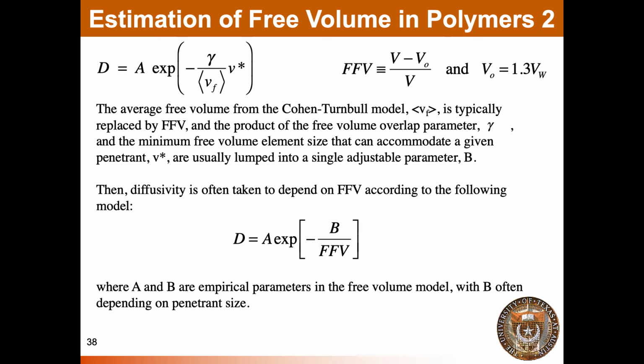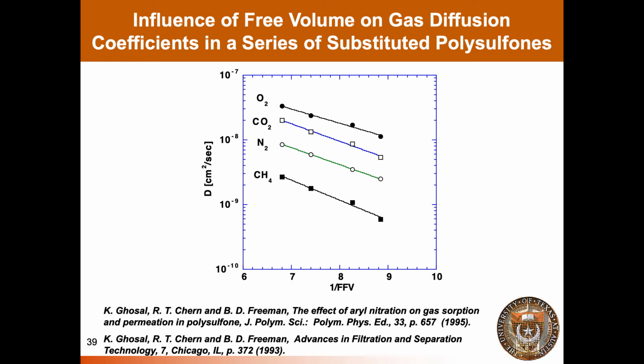And so we often write diffusion coefficients this way. Again, you see how we're moving away from the Cohen and Turnbull model towards something that is less precise from a molecular basis, but is more in line with what's used in the field, with A and B treated as empirical parameters. And the reason that we use free volume theory is it doesn't work all the time, but it often works.